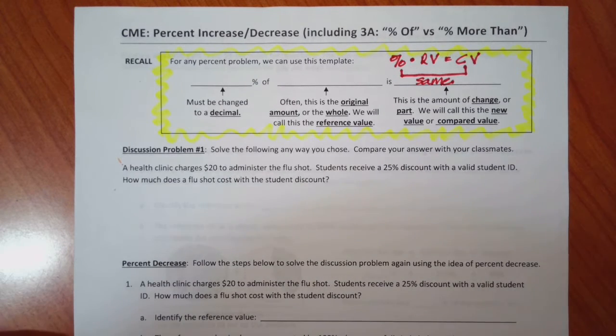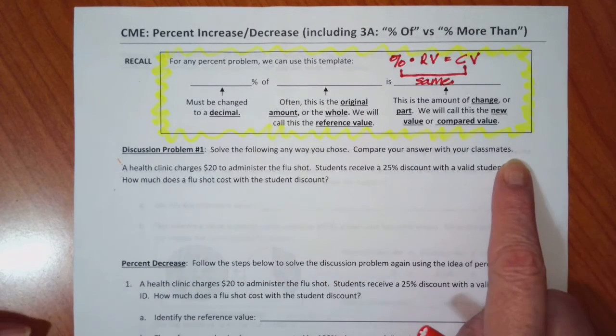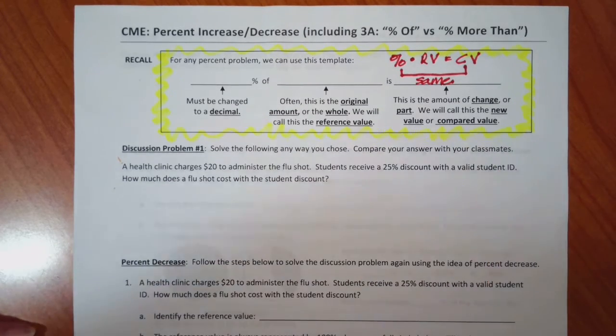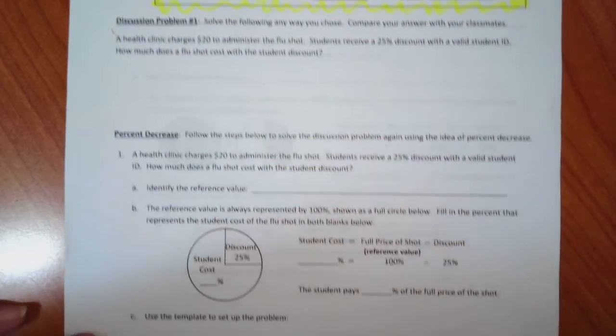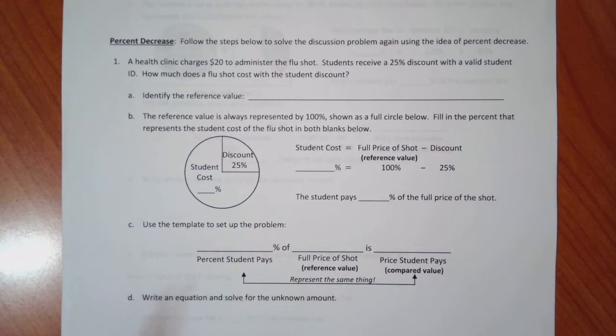Okay, so this first question here, again, you can solve it any way you choose, but I want to jump directly to solving it using this particular formula. So the problem is a health clinic charges $20 to administer the flu shot. It's that time of year. Students receive a 25% discount with a valid student ID. How much does a flu shot cost with the student discount?